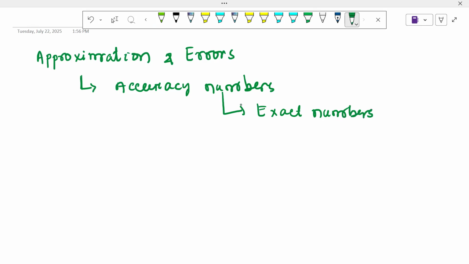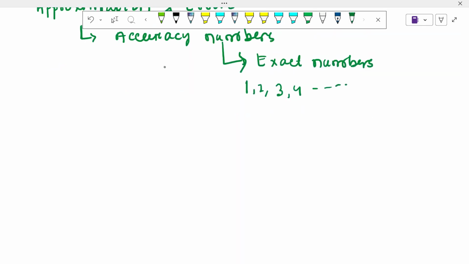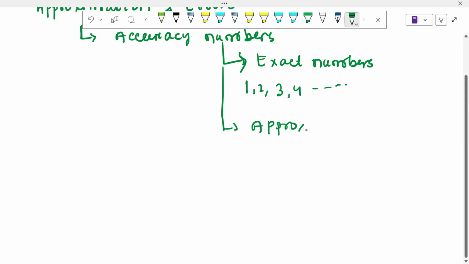What are examples of exact numbers? 1, 2, 3, 4 are exact numbers. And the second case is approximate numbers. So just remember the other case is the approximate numbers. Remember the meaning of an approximate number.